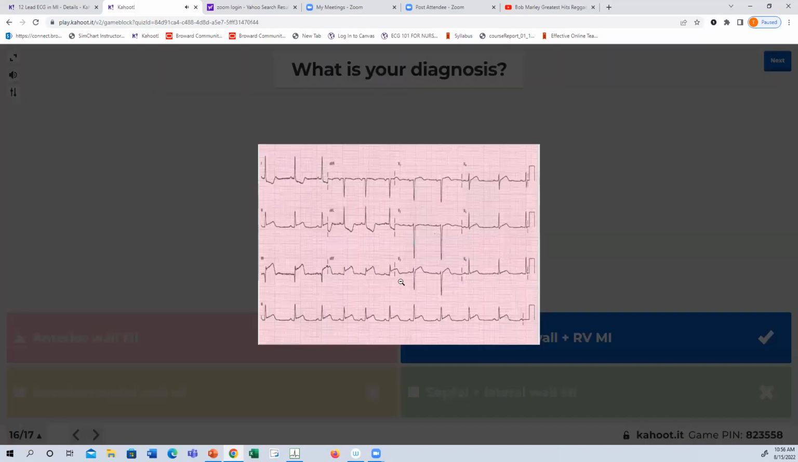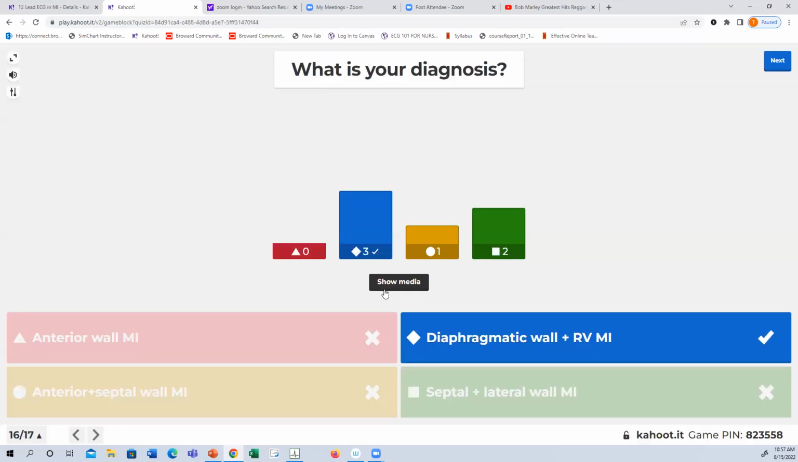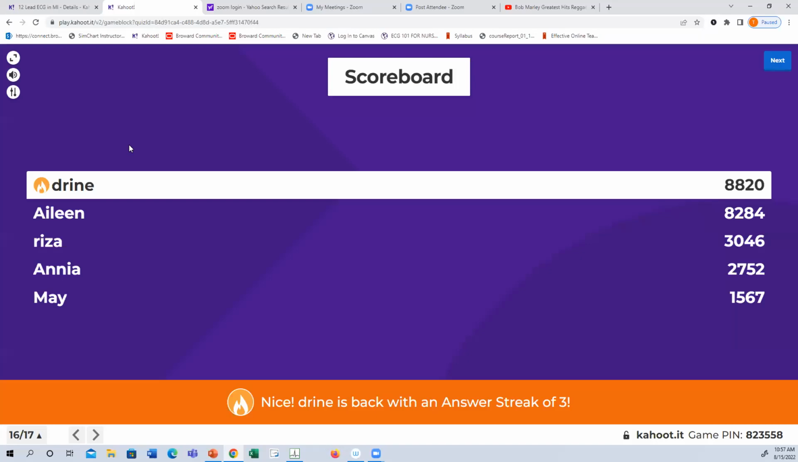Okay, I just wanted to check whether or not you remember that the other term for inferior wall MI is also diaphragmatic wall MI. So we have ST elevations in 2, 3, and AVF with an ST elevation greater in 3 compared to lead 2. So we have a right ventricular MI as well. And Brian again, and Eileen, Risa, Ania, and May.